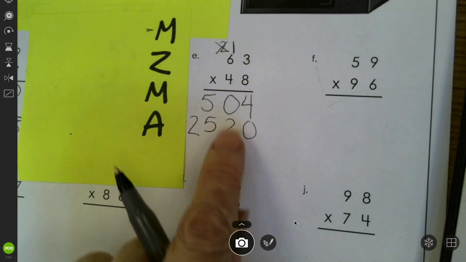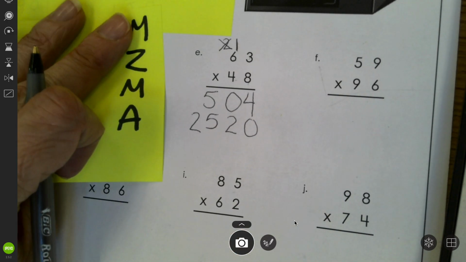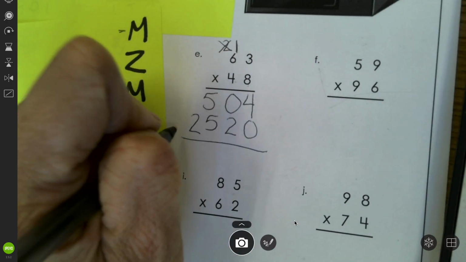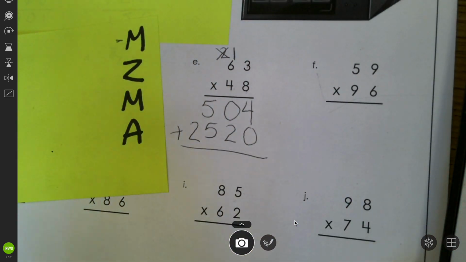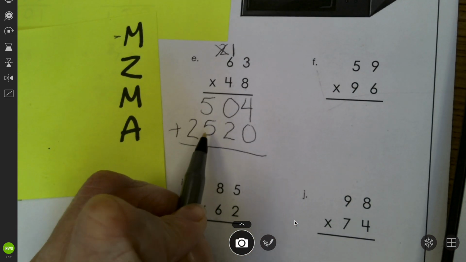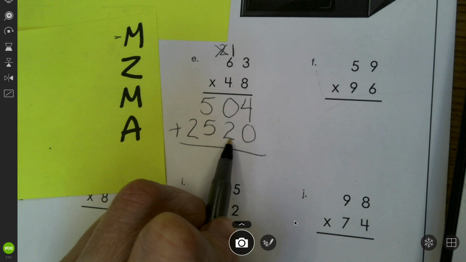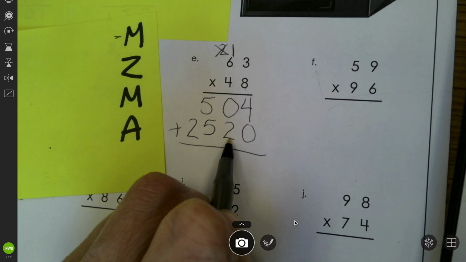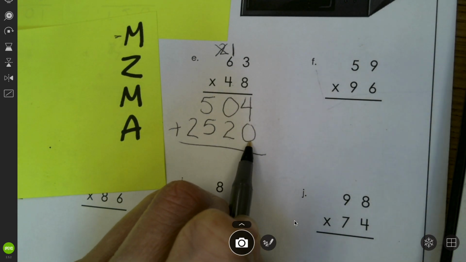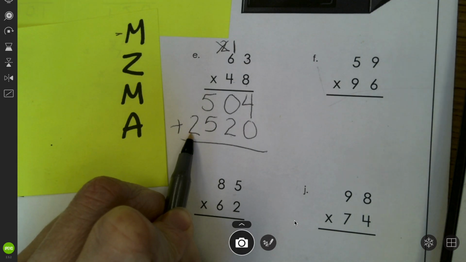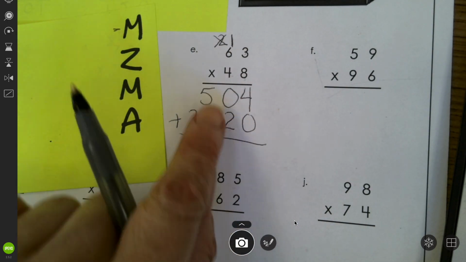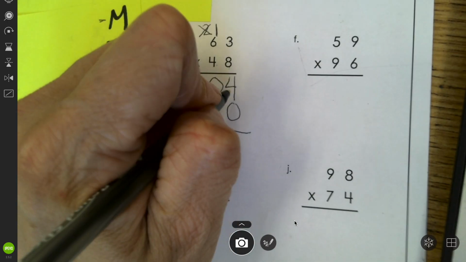25. Again, I'm lining everything up because that makes it easier to add, right? Remember, place value is important. A 5 in the hundreds place is worth 500. A 5 in the tens place is worth 50. A 5 in the ones place is only worth 5. A 5 in the thousands place is worth 5,000.